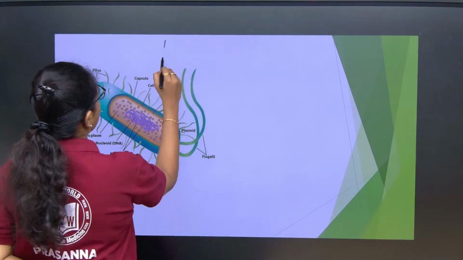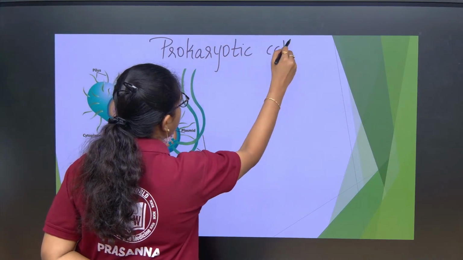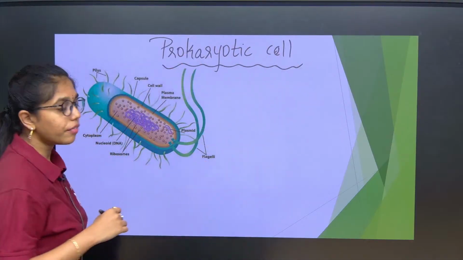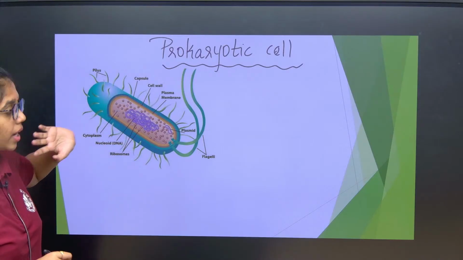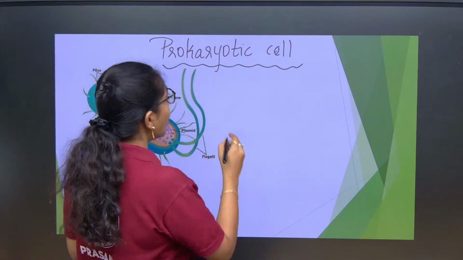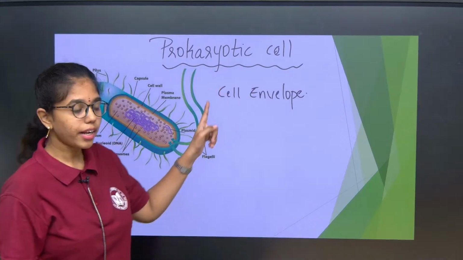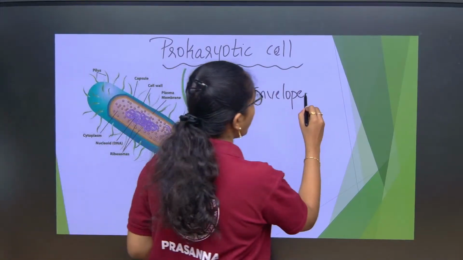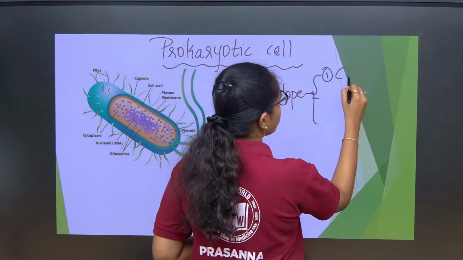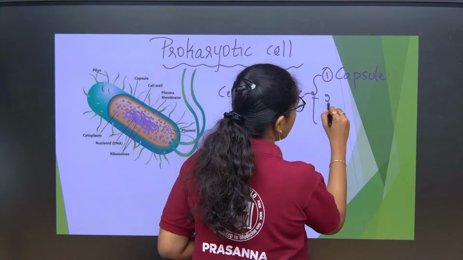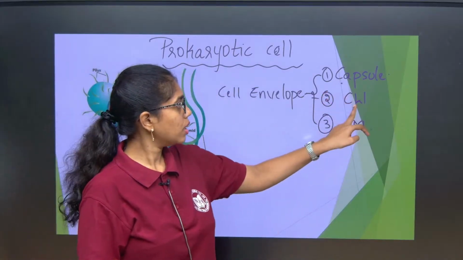Now, prokaryotic cell. Yes, first we will start from cell envelope, then we will go to cytoplasm, then we will go to the organelles and genetic material present in it. In a prokaryotic cell, it is bounded by what? Cell envelope. Here the cell envelope is 3 layered, not just 1 layer. It is how many layers? 3 layered. The very first layer is what? Capsule. Second is cell wall. Third is cell membrane. Okay? Capsule, cell wall and cell membrane.